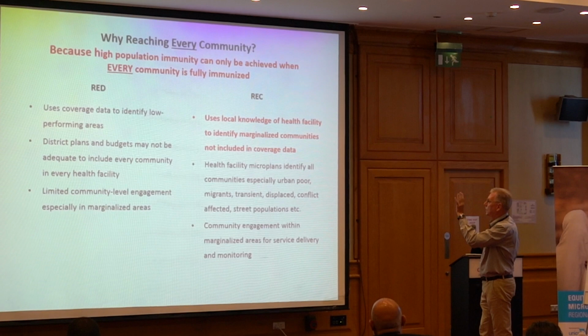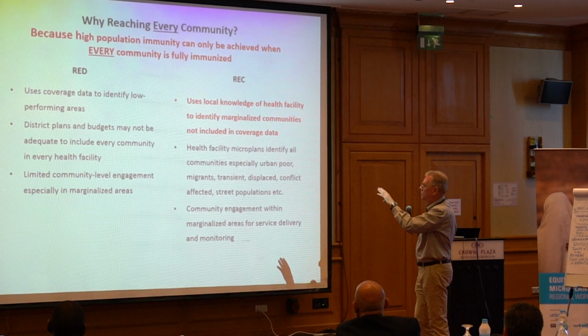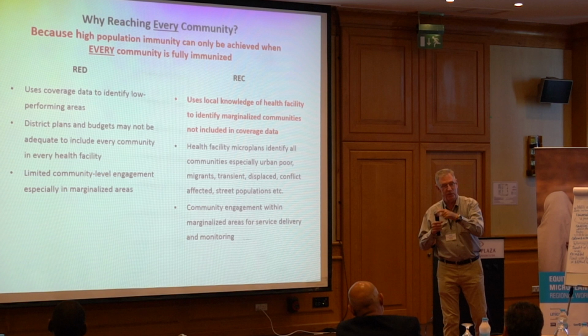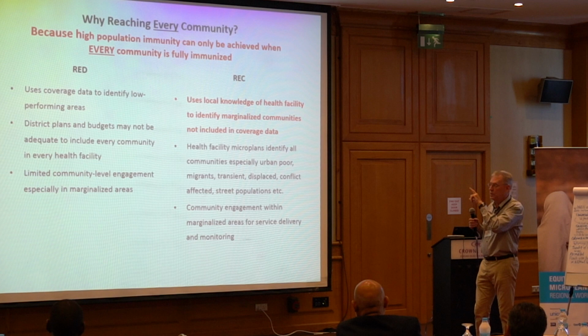So the issues there about reaching every district, I'm comparing them with reaching every community. With reaching every district, remember the first thing you did was to look at your coverage data and look at those unimmunized and the dropouts. Remember, that's the first step we did. But we don't know the coverage because we don't know the denominator. What do we have to do? This is a very important point for reaching every community.